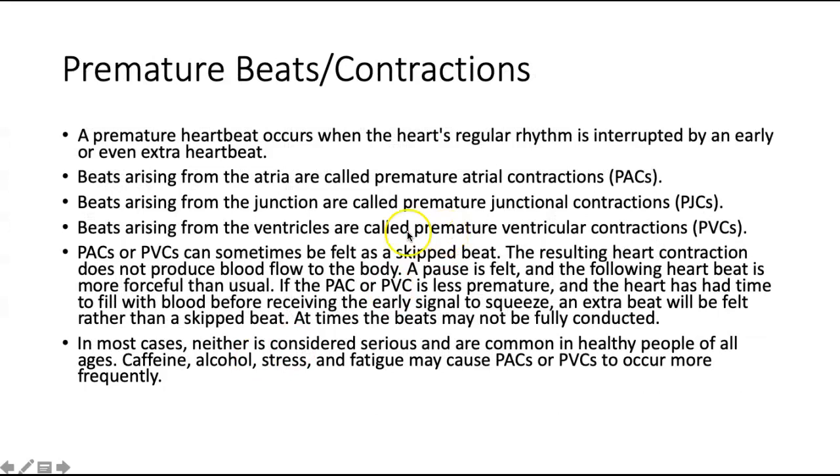Premature beats or contractions. So a premature heartbeat occurs when the heart's regular rhythm is interrupted by an early or even an extra heartbeat. You can have beats arising from the atria, the junction, or the ventricle. A premature beat arising from the atria is called a premature atrial contraction, or a PAC. A beat arising from the junction that occurs prematurely is called a premature junctional contraction. And then a beat arising from the ventricle is called a premature ventricular contraction, or a PVC.